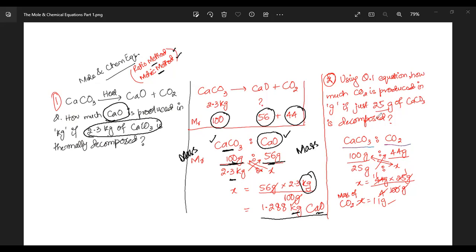Then I quoted another question using the equation in question number 1. How much carbon dioxide is produced in grams if just 25 grams of calcium carbonate is decomposed? So 100 grams gives us 44 grams. This time we're talking about carbon dioxide, so that right-hand side really changes. So 100 grams produces 44 grams. 25 grams would produce what? That's X. Put in the values, you get your answer. You see the answer comes out to be a mass of carbon dioxide of 11 grams.